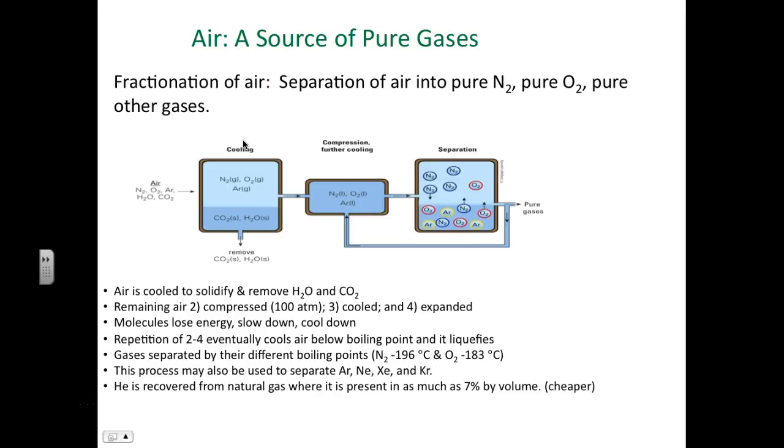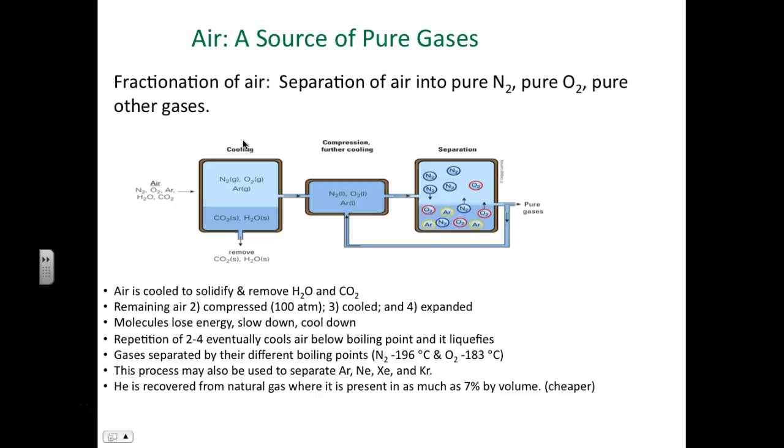Alright, Chapter 4, Section 2 is all about taking air and how we can separate air into the different pure gases that make up air. For example, we use a process known as fractionation of air. It separates air into pure nitrogen, oxygen, and other pure gases.